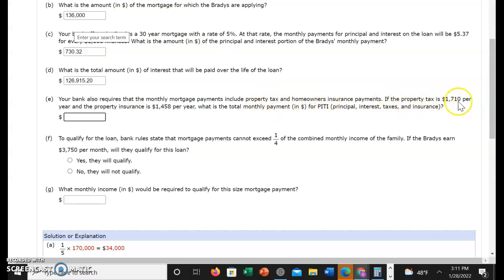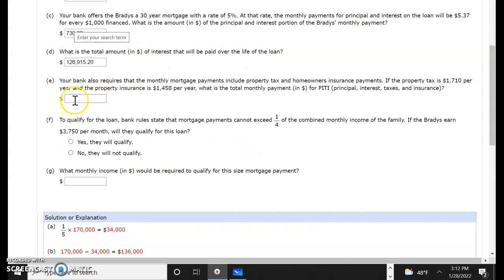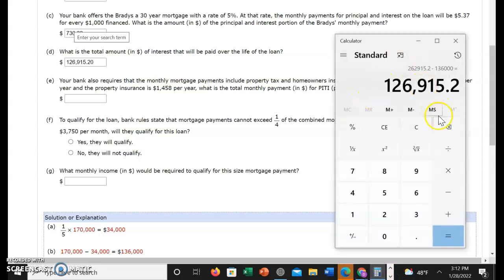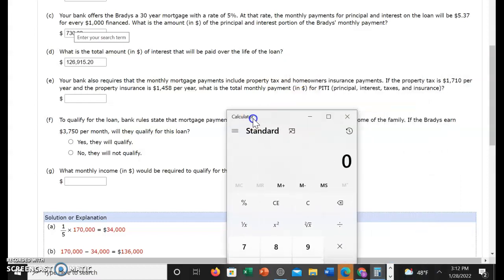All right. Your bank also requires that monthly mortgage payments include property tax and homeowners insurance. If the property tax is $1,710 per year and the property insurance is $1,458 per year, what is the total monthly payment for principal, interest, tax, and insurance? Okay, so what we're going to do here is add those two numbers together and divide by 12 to see how much it would be per month.